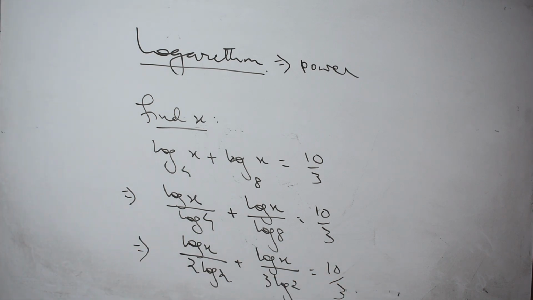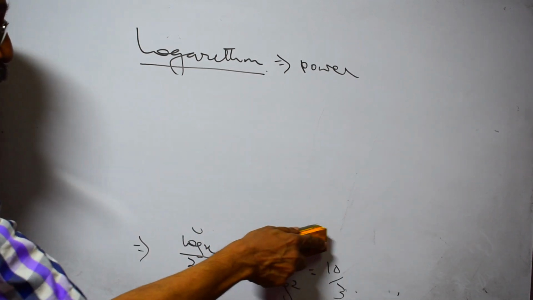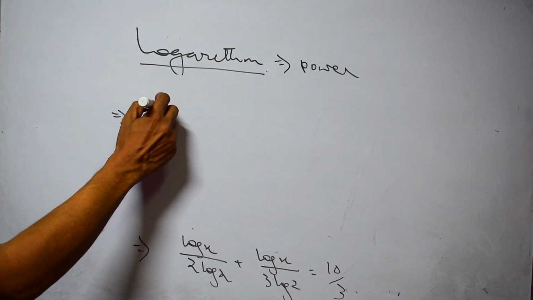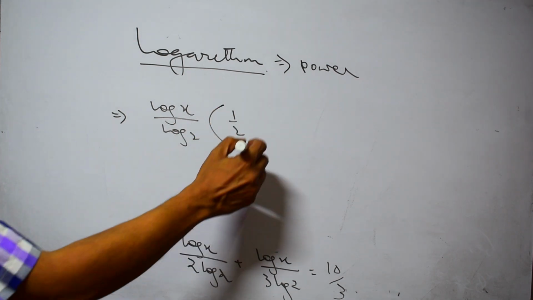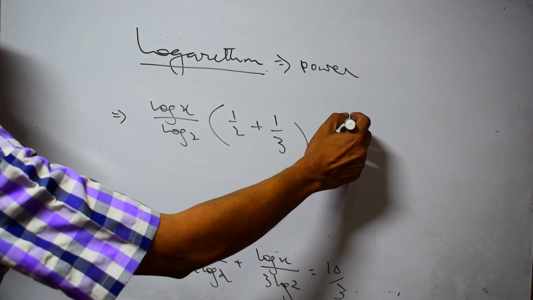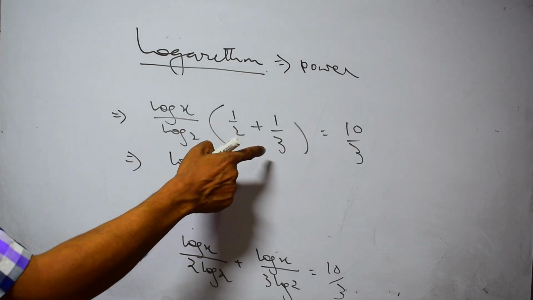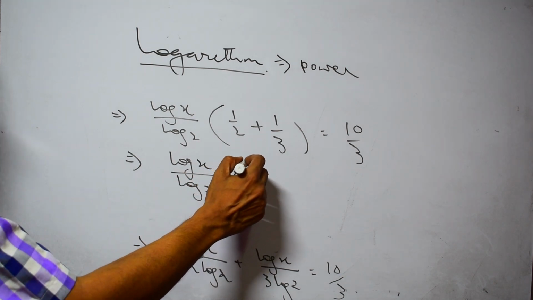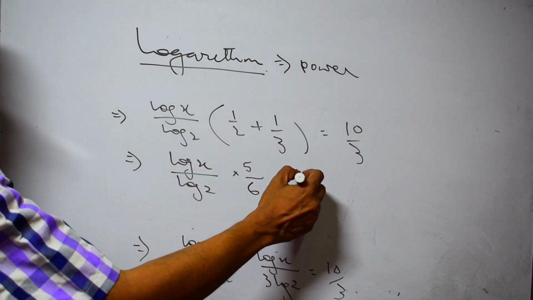Now if we see the result, log x is common in both numerators of this expression, and log 2 is common in both denominators. So we can take log x by log 2 common, leaving behind 1 by 2 plus 1 by 3, which is equal to 10 by 3. If we add, taking the LCM, this is 3 plus 2 over 6, which is 5 by 6, and this is 10 by 3.